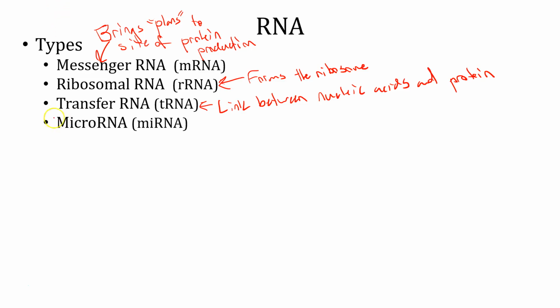And then there's microRNA. This stuff was more recently discovered. It's a little less well understood, but it's basically something that can regulate which proteins are made and not made, because it can bind to stuff and shut genes off and turn off protein production or turn it on.